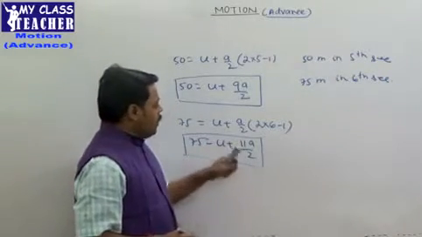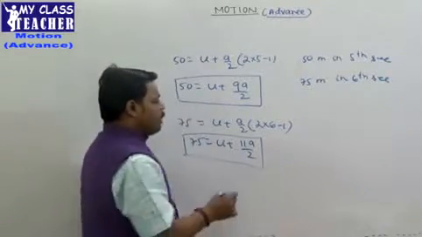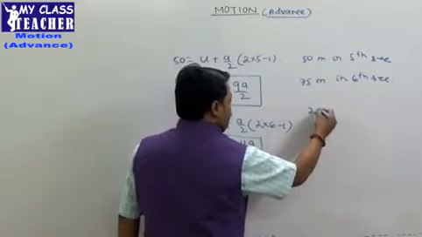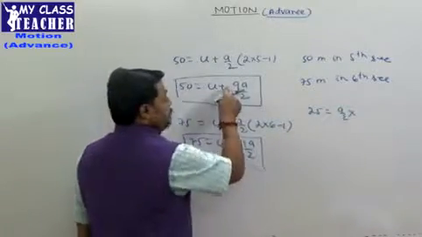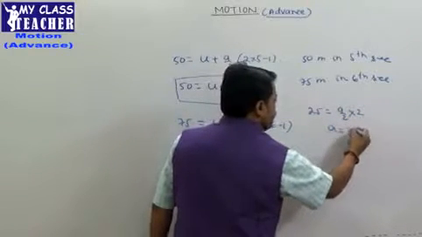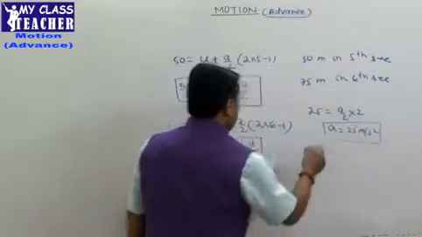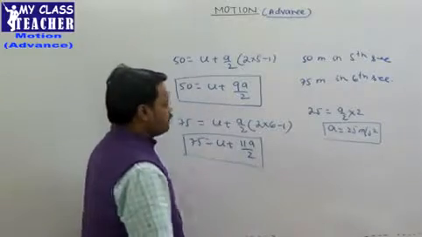So two equations are known. If we subtract the two equations, 75 minus 50 will be equal to 25. So by subtracting here, 25 is equal to a by 2 into 11 minus 9, which is 2. That means acceleration a is equal to 25 meter per second square. Acceleration is known. And once acceleration is known, then initial velocity is also known.